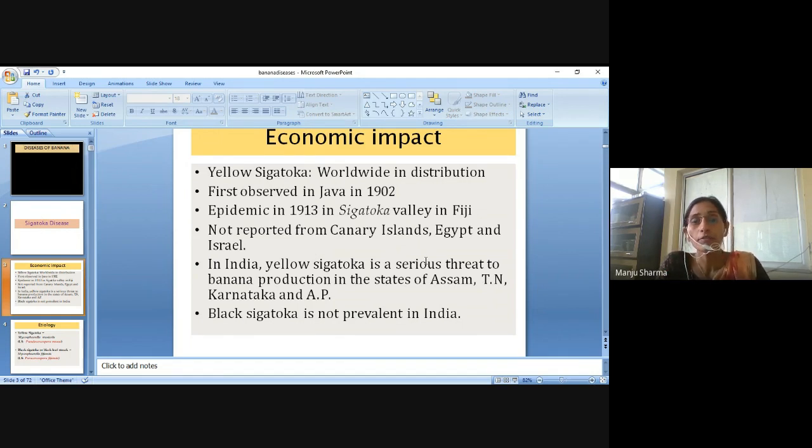It is not reported from Canary Island, Egypt, and Israel. In India, yellow Sigatoka is a serious threat to banana production in the states of Assam, Tamil Nadu, Karnataka, and Andhra Pradesh. Black Sigatoka is not prevalent in India.